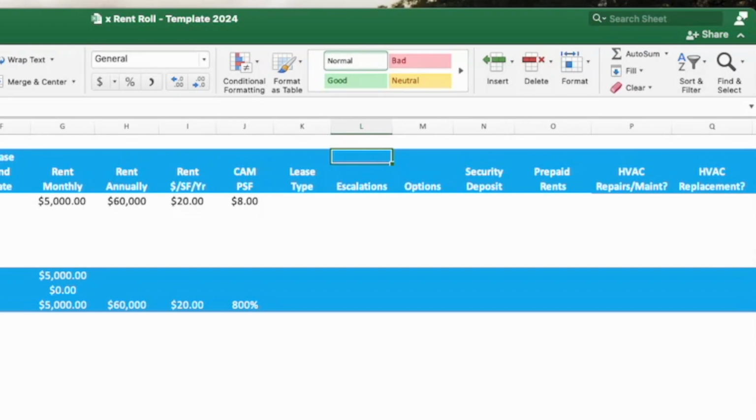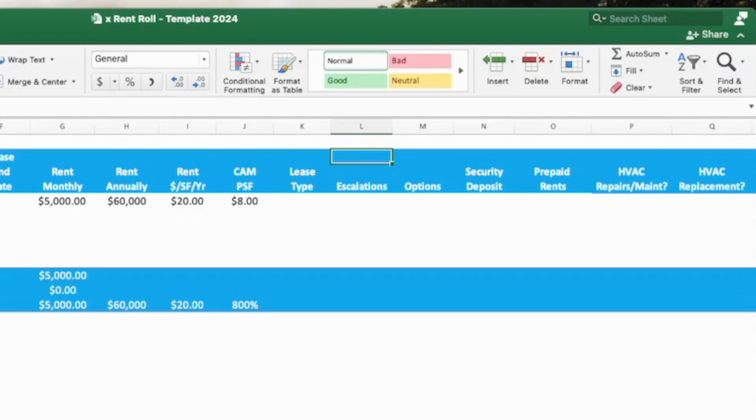All right. Escalations. With escalations, it's only asking you, hey, I know that they're paying X amount of rent today. How much does it go up and how often? So a lot of times, some of the average numbers I see is escalations go up 2%, 3%, 4 or 5% per year.